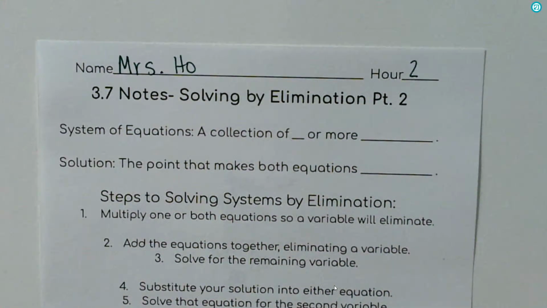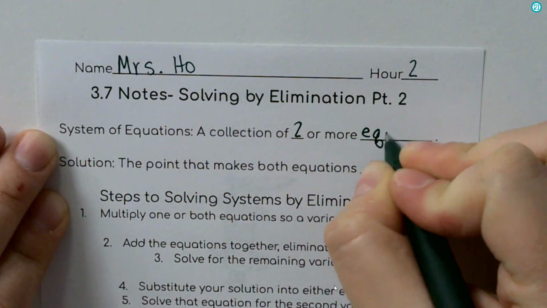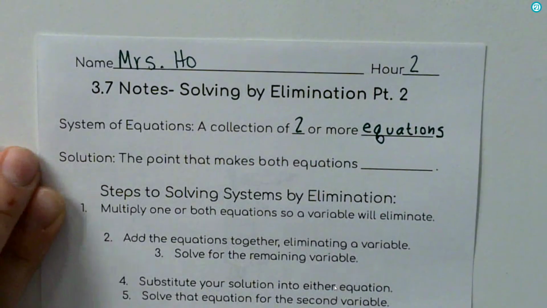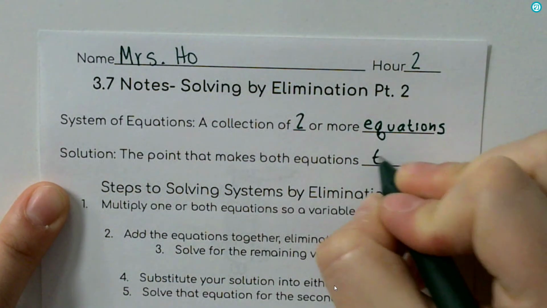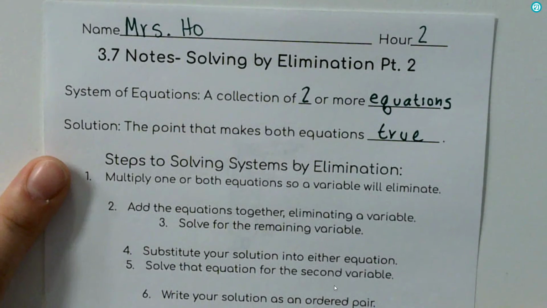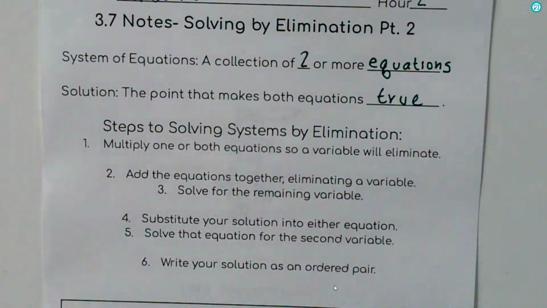Okay, for the sixth and final time, a system of equations is a collection of two or more equations. So we are solving two equations at the same time. The solution to our system of equations is still going to be the point that makes both of our equations true. And I will show you guys on one of these at least that you can plug in x and y to check your solution in both of your original equations.